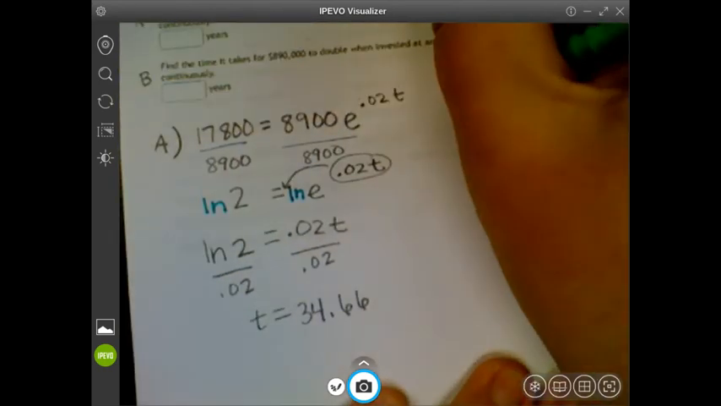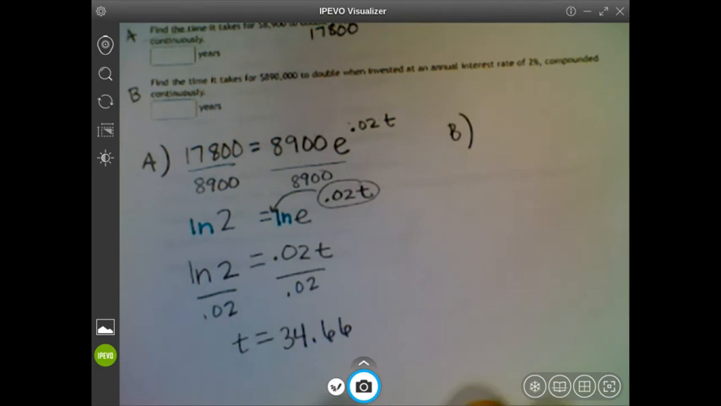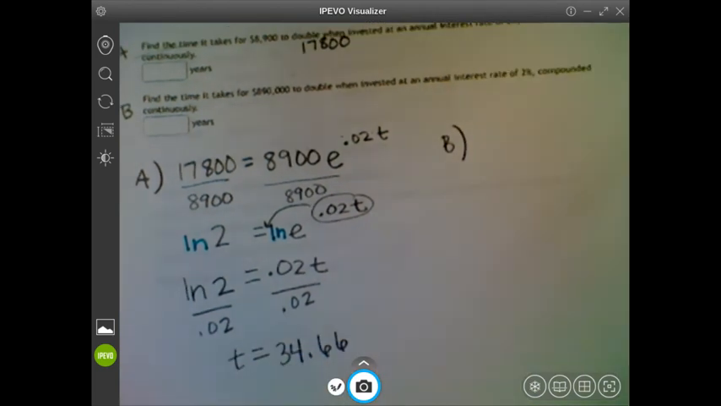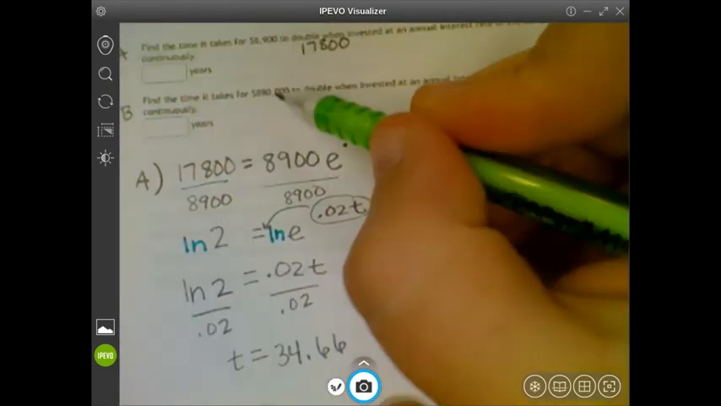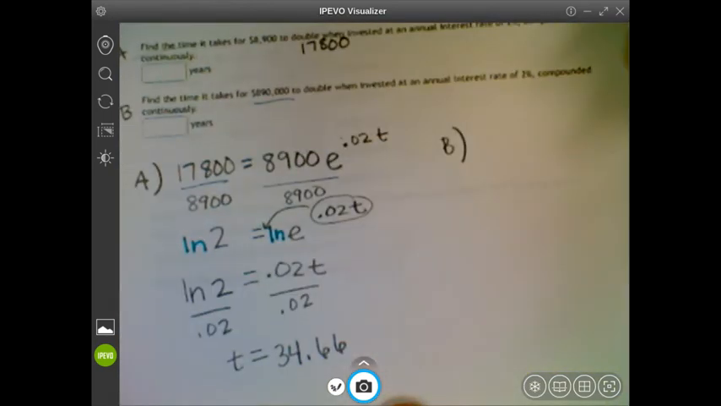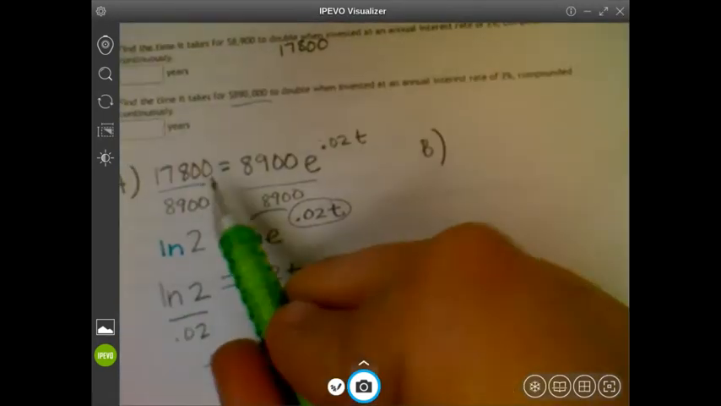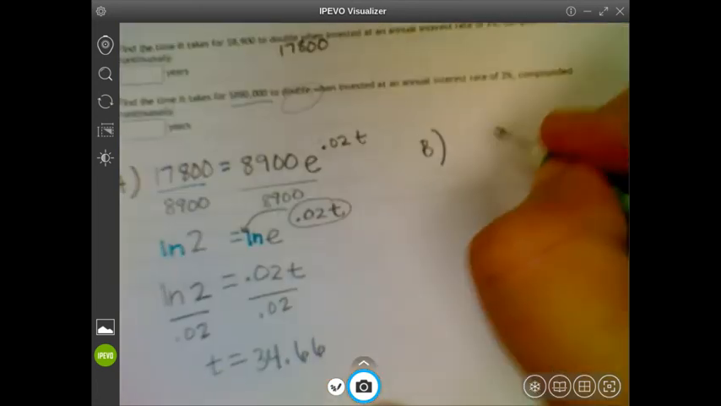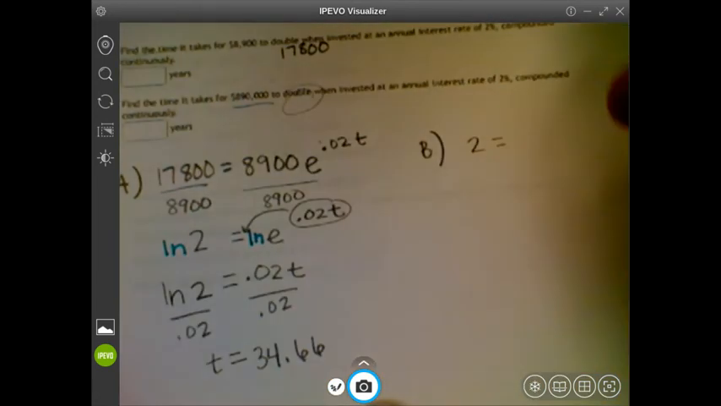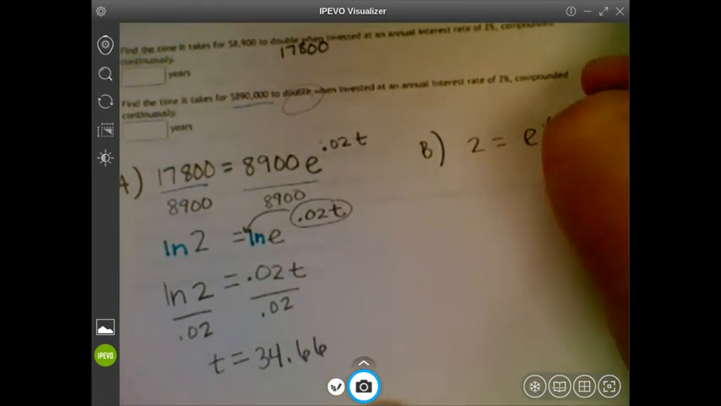All right, for part B, it says find the time it takes for $890,000 to double when invested at an interest rate of 0.02, compounding continuously. So it's the same general setup, but now we're dealing with a lot more money, right? What you can do is set it up like this, or if we're already doubling, what it's really going to be is 2 equals e to the 0.02t.